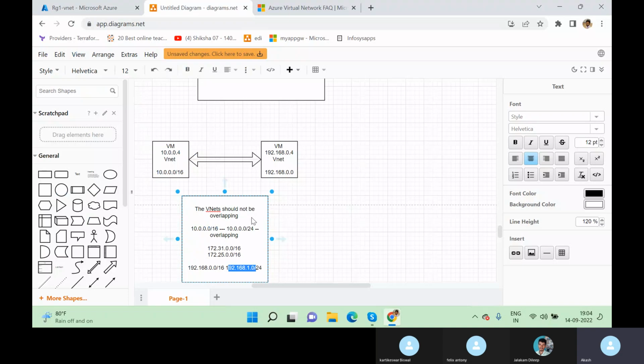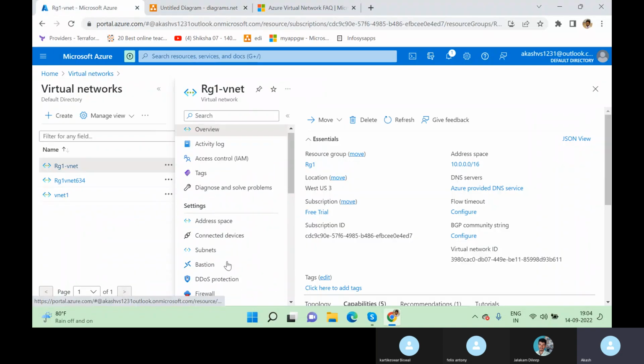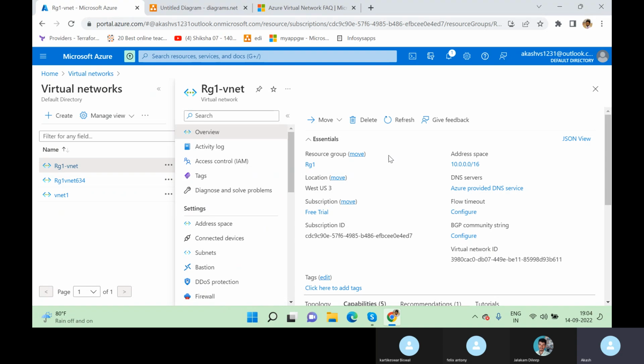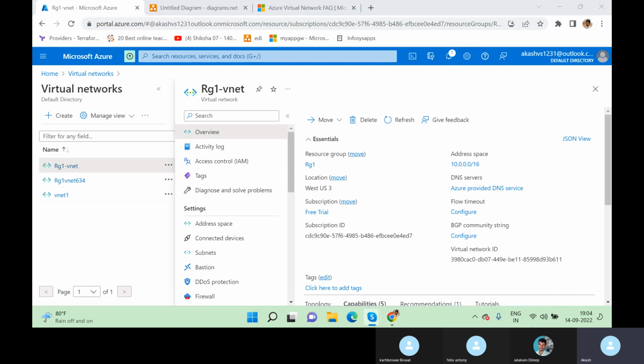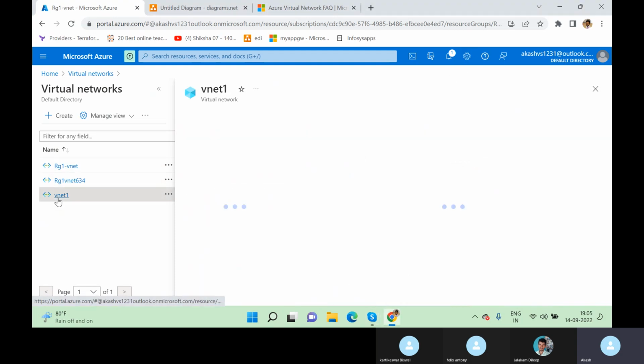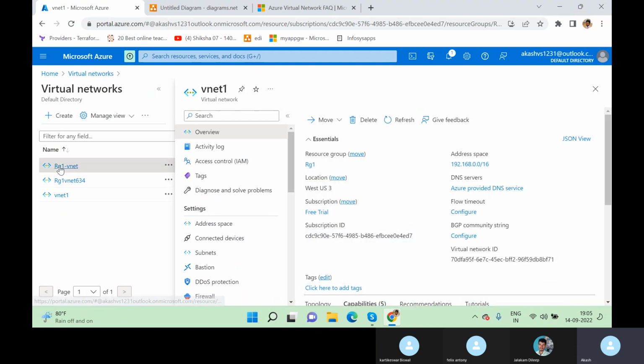No two VNets should overlap. If it is overlapping, then we cannot create a peering connection. Very simple reason for that is because it will get confused. If they have a common IP address, the server will get confused on which system it is actually asking to reach out. That is the only concept why we cannot have an overlapping CIDR.